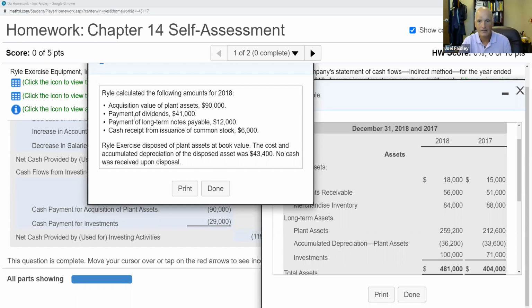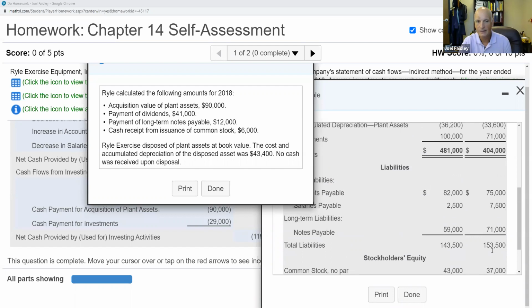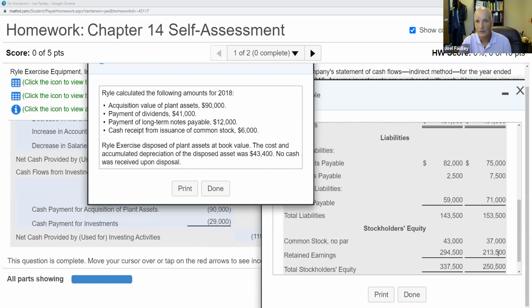All right, same thing with dividends. You can take your retained earnings down here, right? I don't need to go through that again. You start with 213,500 credit balance. That's your ending credit balance. You're adding that net income to the 213.5. And if you subtract 41,000 from it, it's going to give you 294.5. All right, but you don't have to do that. They're trying to make it simpler. Same way with these long-term notes payable and so forth.